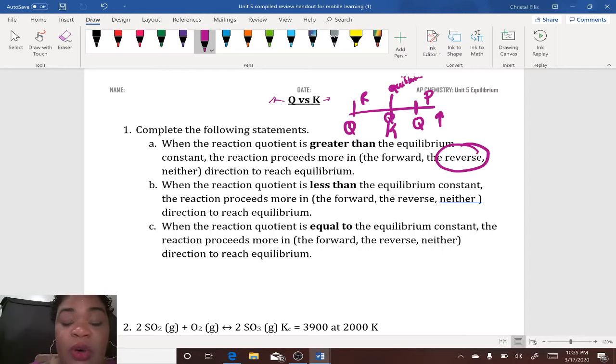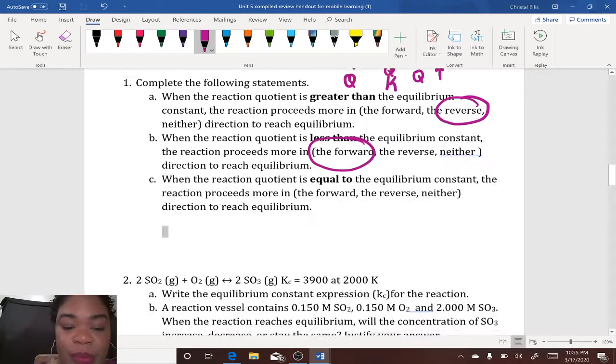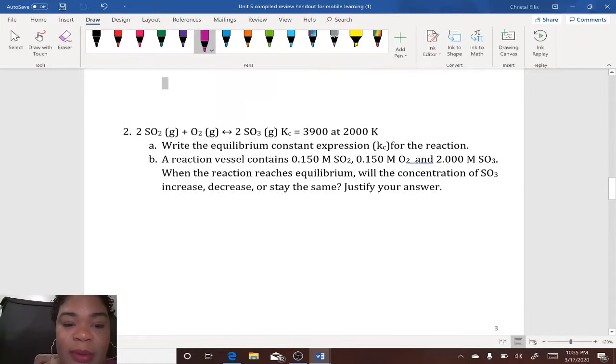So when the reaction quotient is less than the equilibrium constant, so if Q is less than K, we're favoring our reactants. And in order for the reaction to reach equilibrium, we have to shift right. So we'll proceed in the forward direction. And when the reaction quotient is equal to the equilibrium constant, the reaction proceeds more in neither direction because it's already at equilibrium. So let's look at this example.